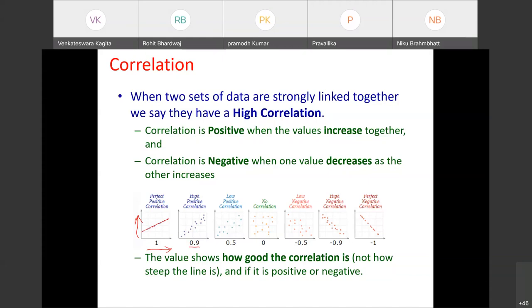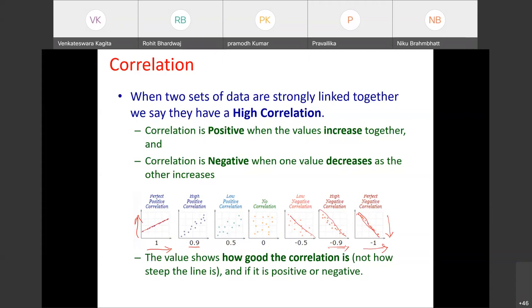In the case of no correlation, you can see it is just randomly distributed. There is no relation between x and y. It's not like when you increase one, the other is increasing or decreasing. So this is no correlation, or zero correlation. For perfect negative correlation, as you increase the value of x, the y value is decreasing, strictly. Here also it is decreasing, but not strictly, so this is a high negative correlation where the value is minus 0.9. Here also it is decreasing, but it is more spread out, which is why it is minus 0.5 correlation.